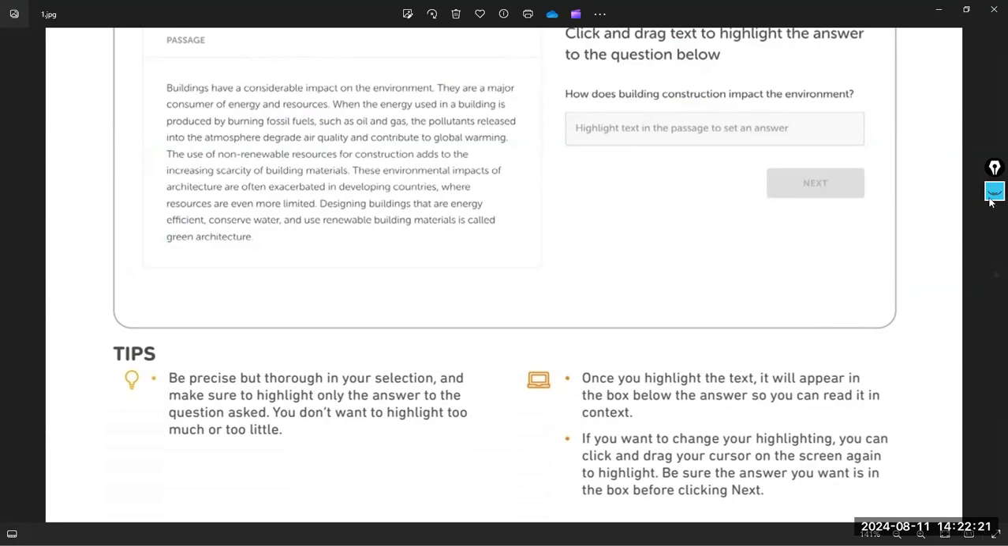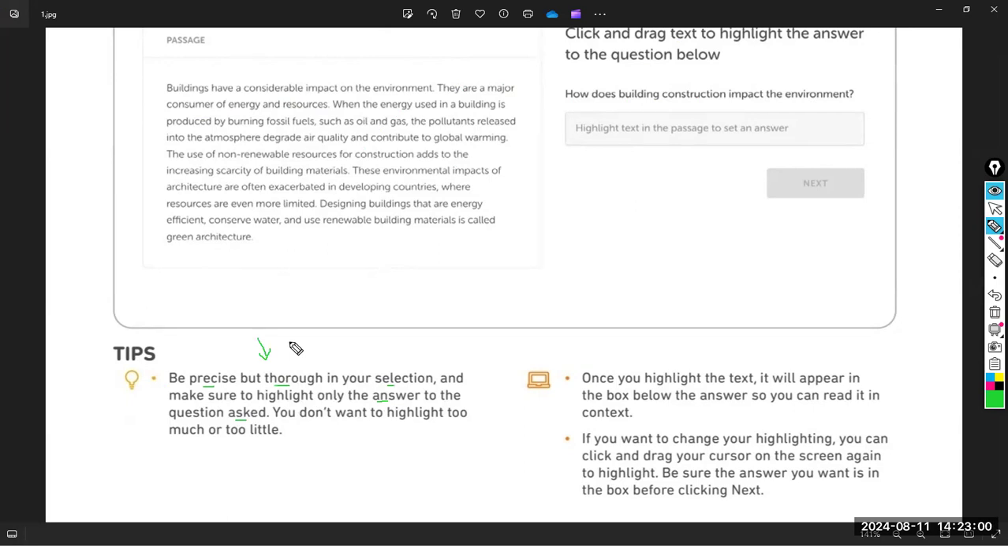Okay, so now I have to mention the tips. Let me erase my screen and let me show you the tips you have to consider in answering this module, which is highlight the answer. Now, be precise, but thorough or complete in your selection. And make sure to highlight only the answer, please, to the question asked. I mean, guys, it's not a must to highlight the full sentence. Maybe the answer is going to be only 2 words. So it's not a must again to highlight a complete sentence.